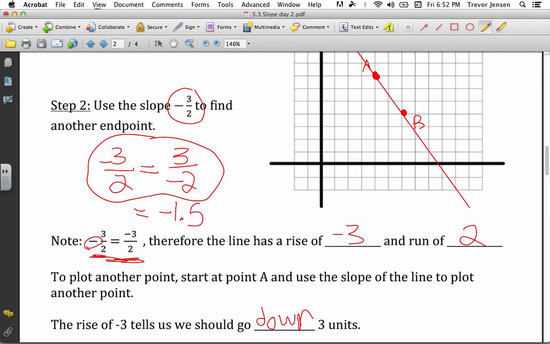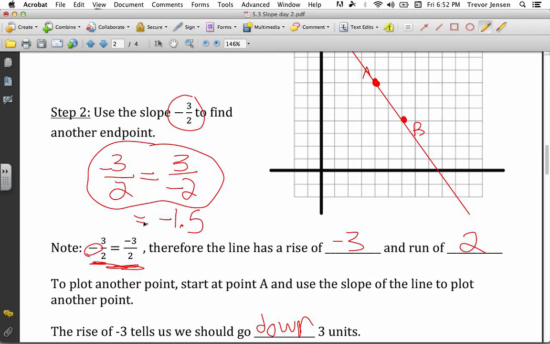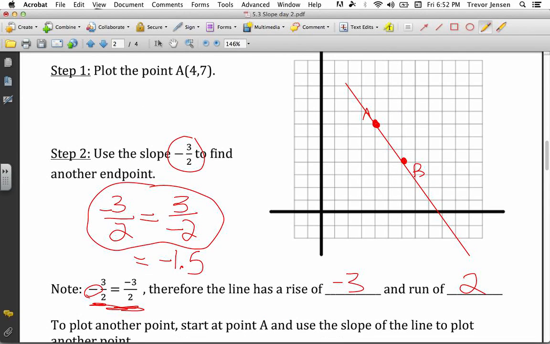Depending on which one you use, that will depend on whether you find a point to the left or to the right of your starting point. So, for example, we used the slope of -3/2. That told us it had a rise of -3, so go down 3, a run of 2, go right 2. It gave us point B.